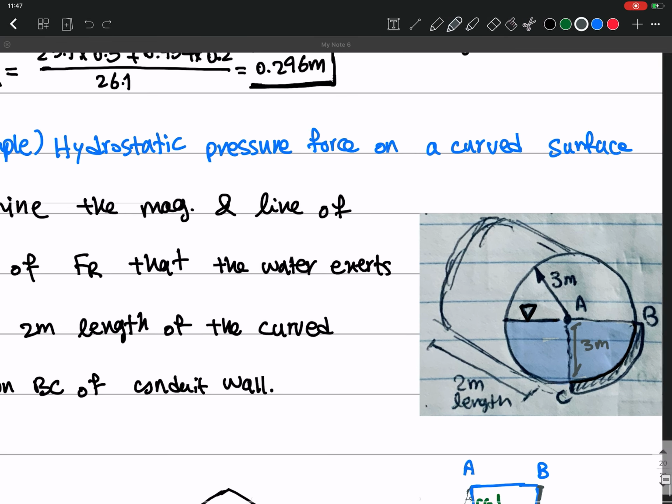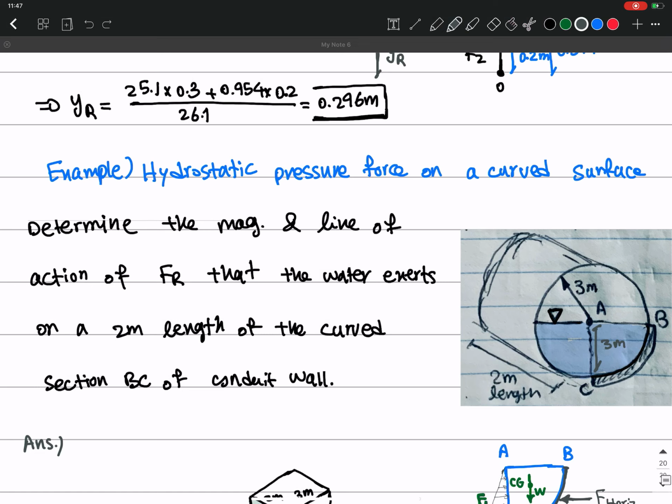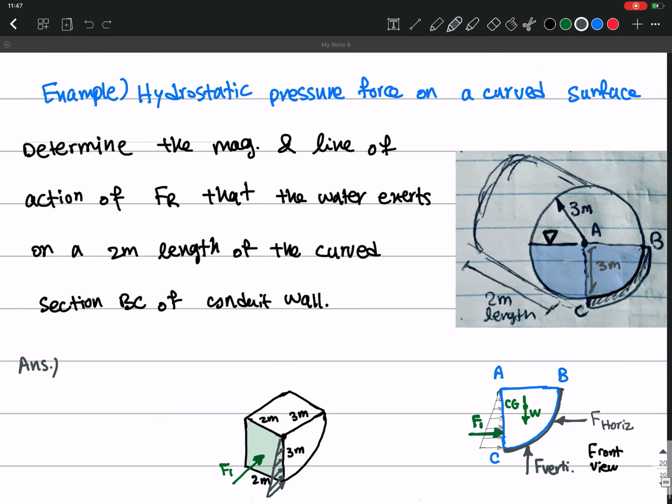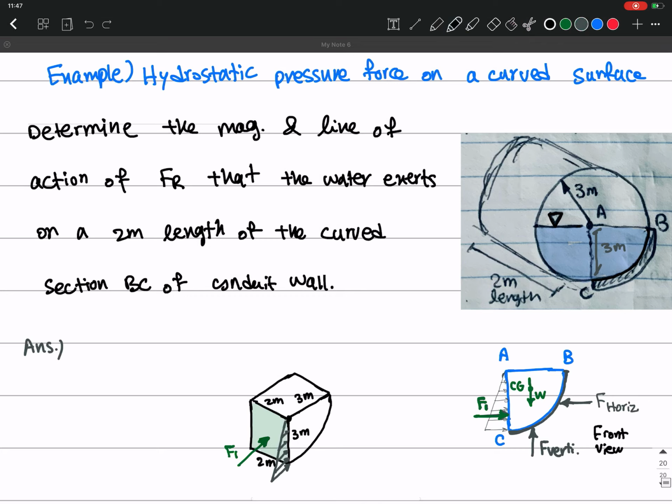Okay, and to do that, the first thing I want to do is draw the free body diagram of this. Okay, so I've already drawn it here. So this is what you can see. This is the free body diagram of that. Okay, so we have this section here, A, B, C from front view.